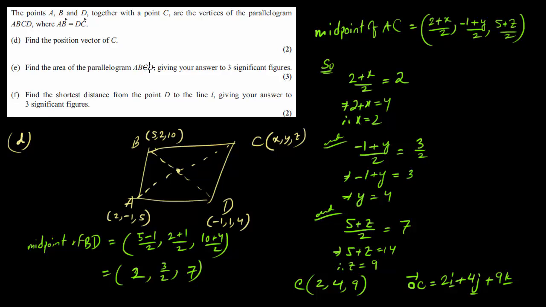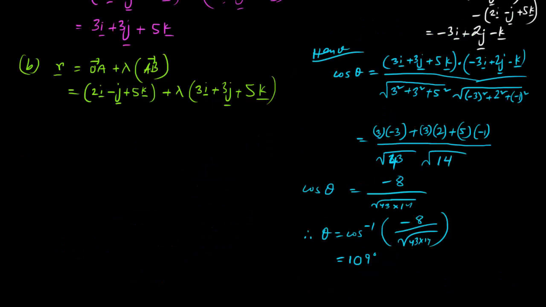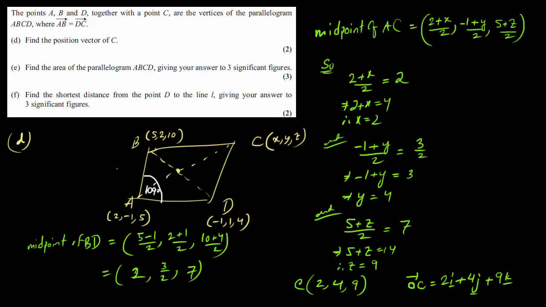Now for the next question, question number E, this is also basic geometry. Find the area of the parallelogram. Now we know that the angle BAD, this particular angle, is 109 degrees. We also know that AB has a modulus, and AD also has a modulus, meaning length. We found that in the previous sum. So AB is square root of 43 and AD is square root of 14.